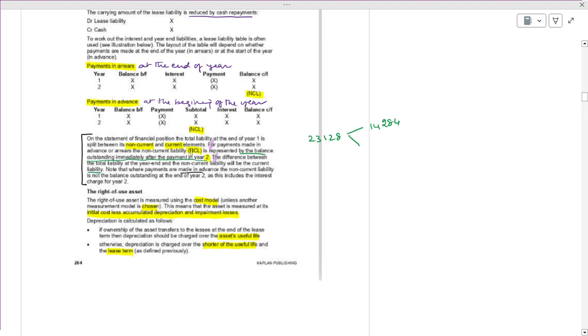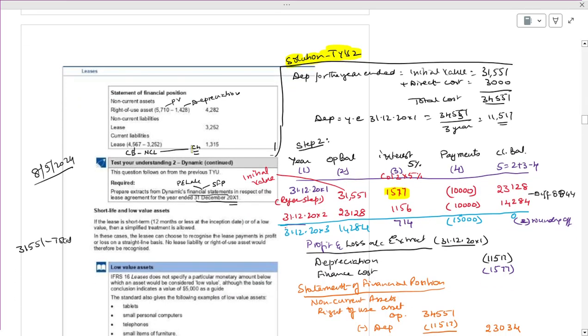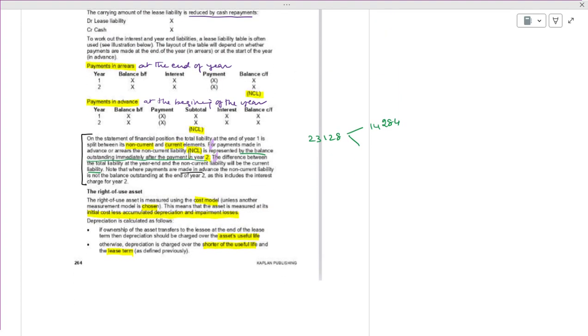Total liability is how much? The total liability is 23,128. And the liability at the year end is how much? 14,284. Is that 23,128 minus 14,284? How much is there? The difference is how much? 8,844.